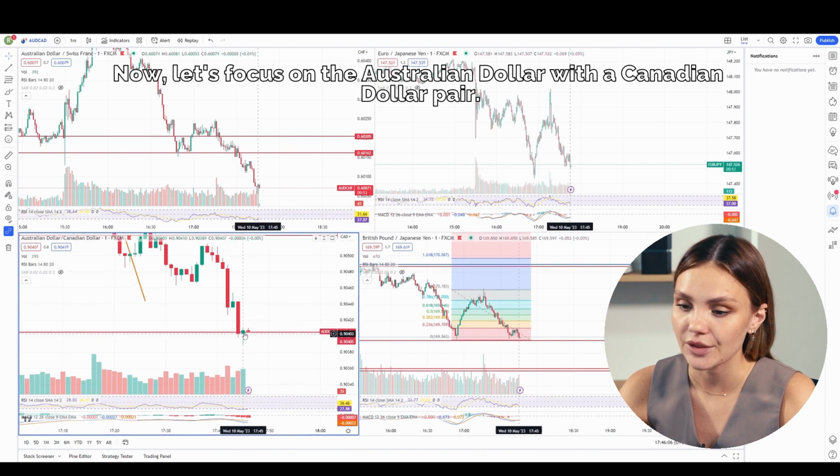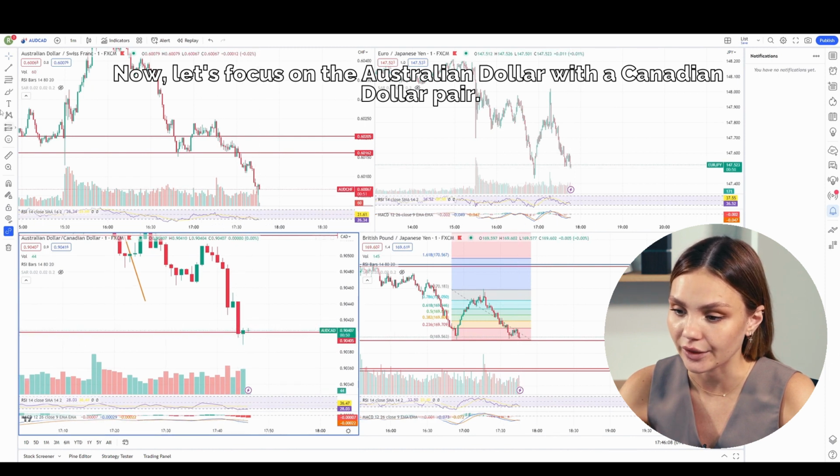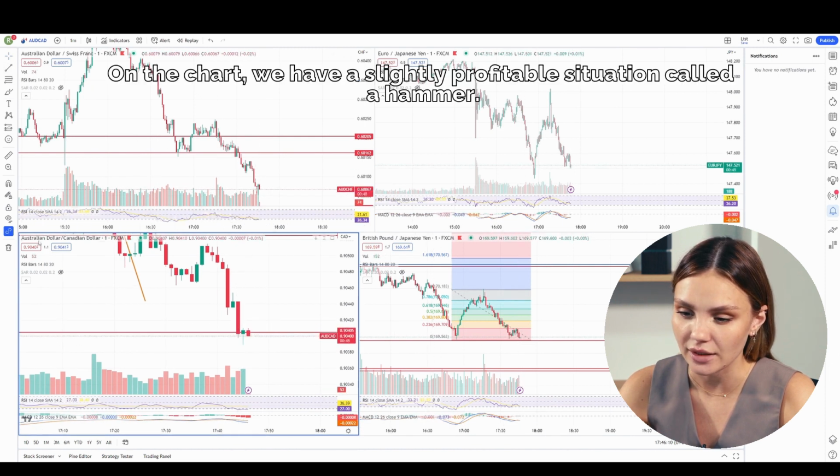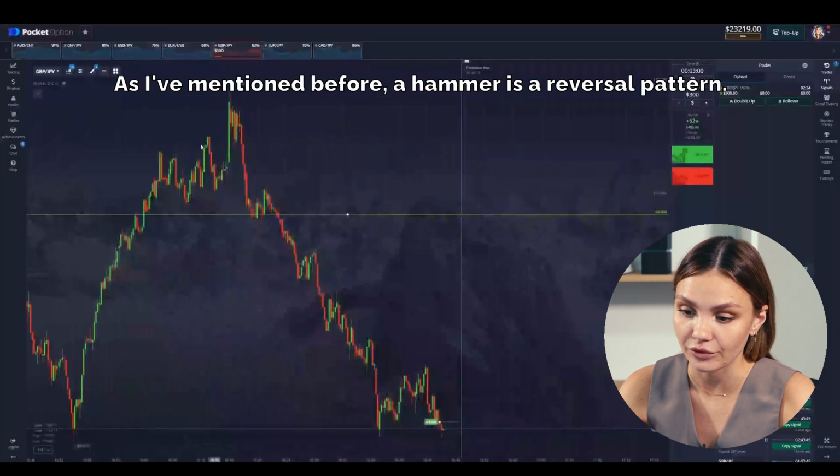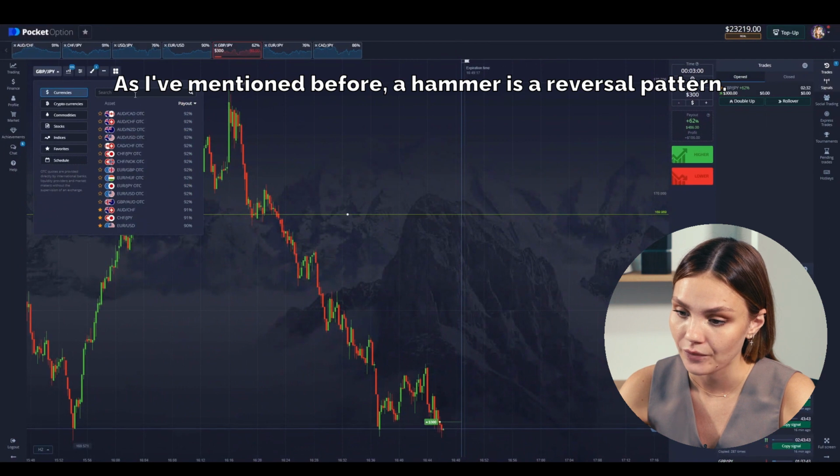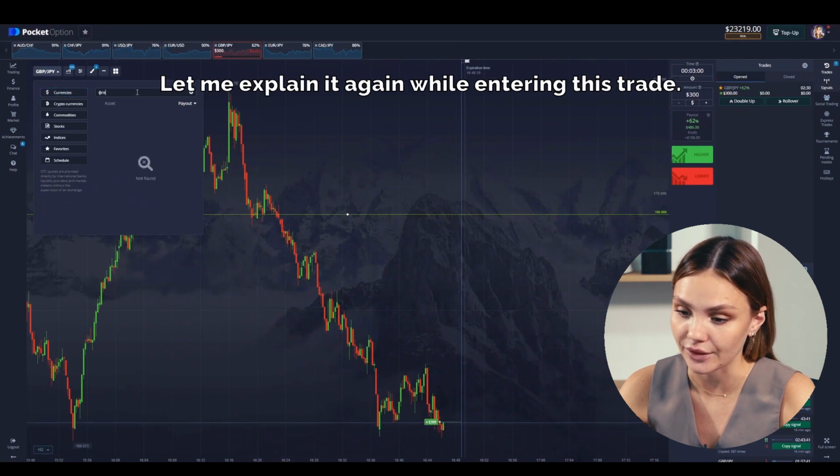Now, let's focus on the Australian dollar with the Canadian dollar pair. On the chart, we have a slightly profitable situation called a hammer. As I've mentioned before, a hammer is a reversal pattern. Let me explain it again while entering this trade.